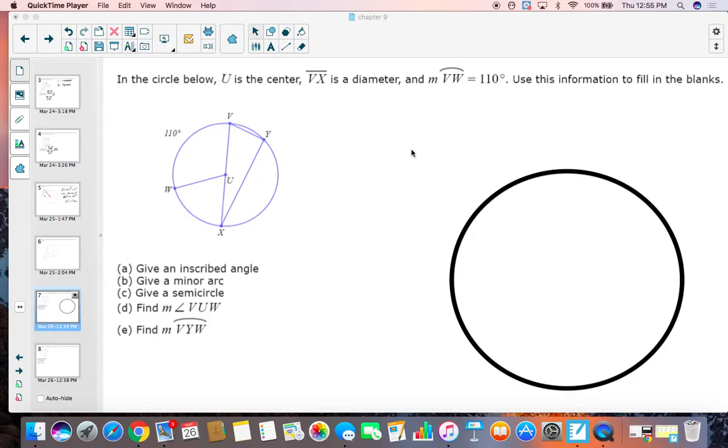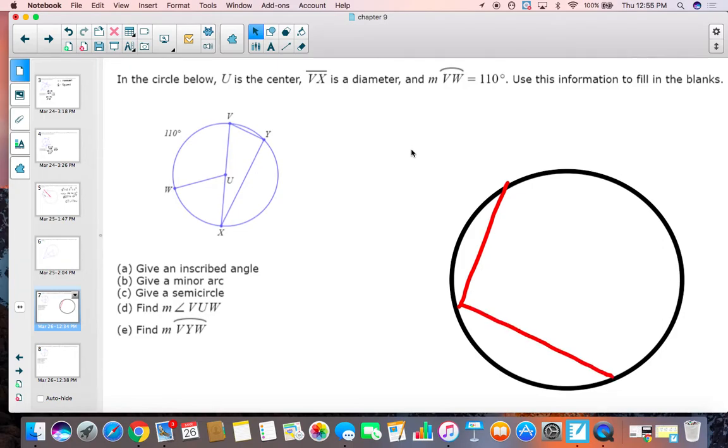So first, an inscribed angle. What is an inscribed angle? Well, it's an angle with its vertex on the circle and its sides contained as chords. So I'll draw that out. Once again, it's an angle with its vertex on the circle. So that means its vertex has to lie somewhere on the circle, and the sides of the angle are contained as chords. We could say that this is an inscribed angle, just anywhere where this vertex here is touching the circle.